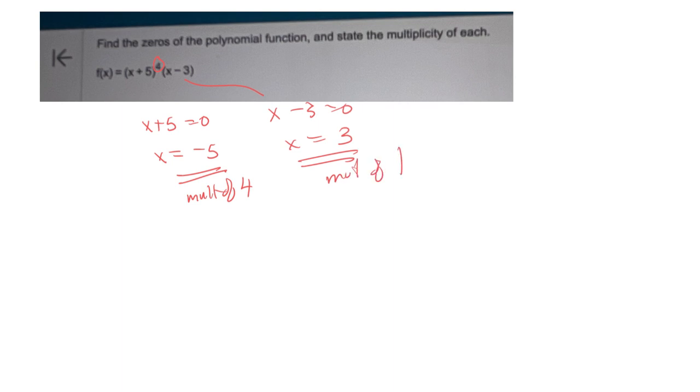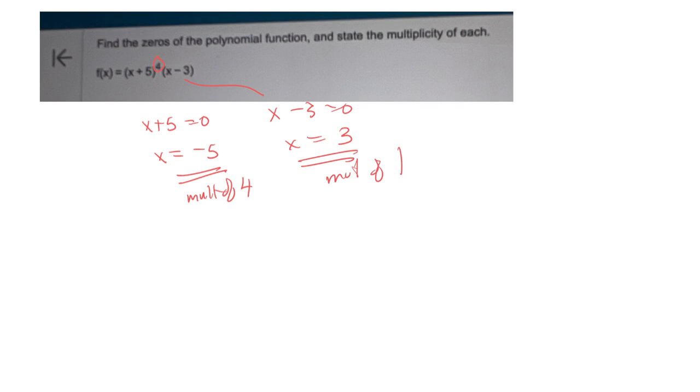And the last one, similar question. x plus 5 to the fourth and x minus 3. So if I have x plus 5 equals 0, subtract 5 on each side, I get x equals minus 5. But there's 4 of them. So x equals minus 5 with a multiplicity of 4. And then this one will be x minus 3 equals 0, or x is equal to positive 3 with a multiplicity of 1. All right, hopefully that helps you with those questions.